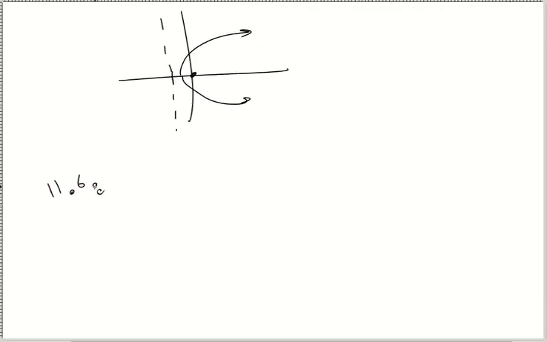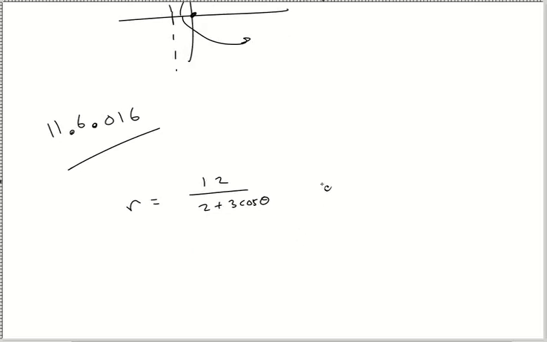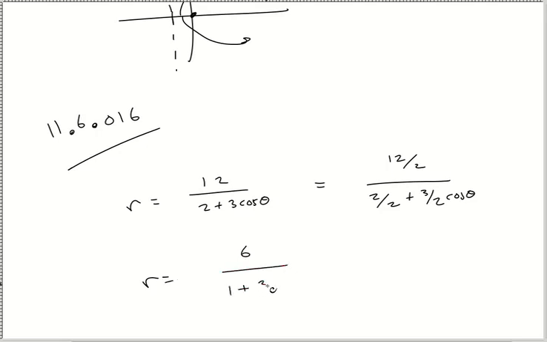11, 6, 0, 1, 6. So I have r is equal to 12 over 2 plus 3 cosine theta. Again, thank you WebAssign for not making it as easy as you could. I'm going to divide everything by the 2. So I got 12 over the 2, 2 over the 2, 3 over the 2. And I did that too because I really want a 1 down in the bottom. Everything else does not matter right now. I need to have that 1 down there.